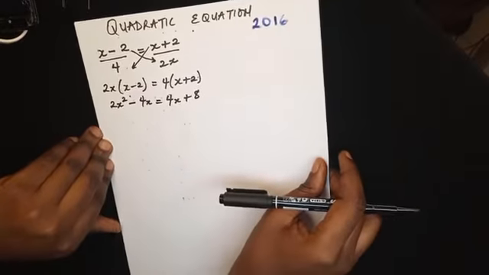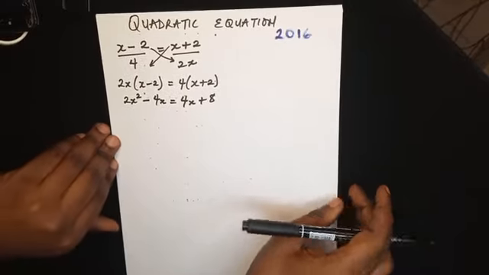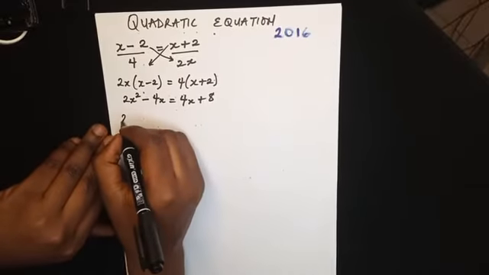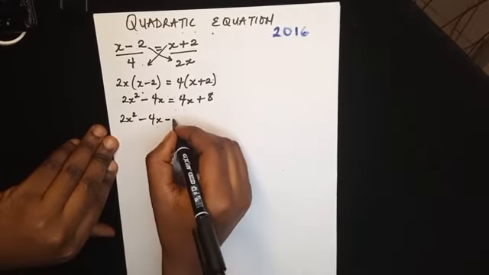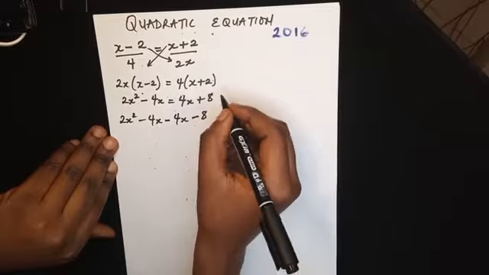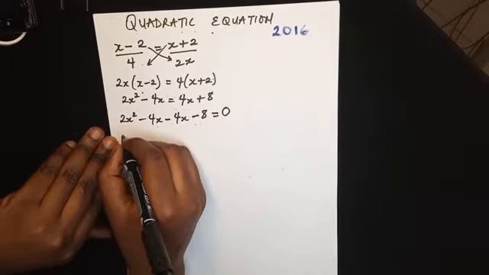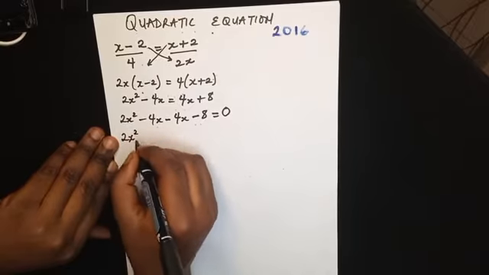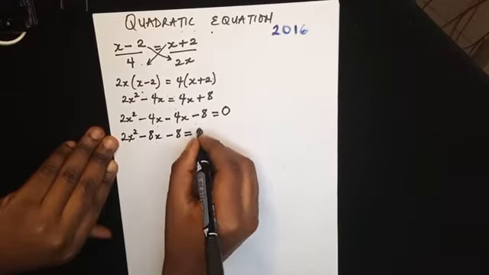And I collect the like terms, but now I know I'm going into a quadratic equation, so I collect the like terms to look like a quadratic equation. So I have 2x squared minus 4x, bringing 4x to this side gives me minus 4x, then plus 8 to the other side, that's minus 8, equals to, there's nothing again on this side, that is 0. So this gives me 2x squared minus 4x minus 4x, that is minus 8x, minus 8 equals to 0.